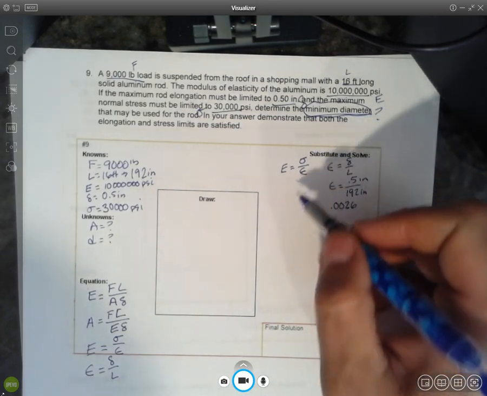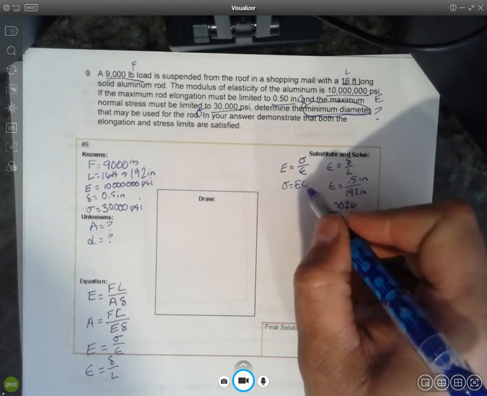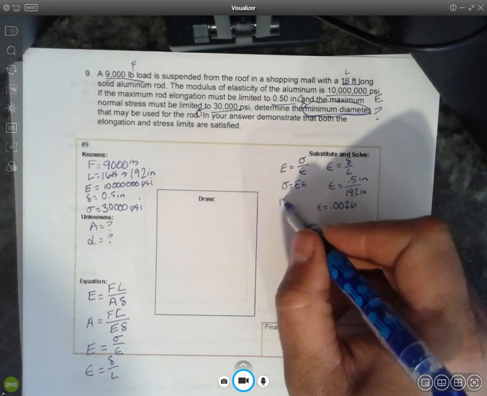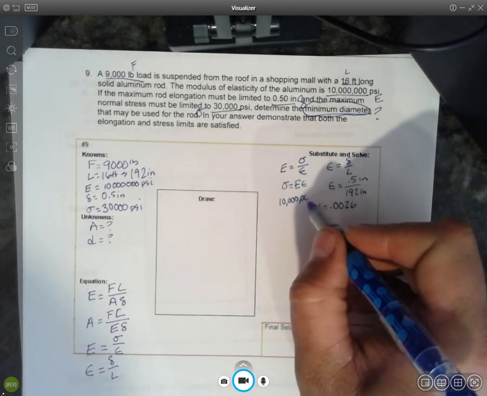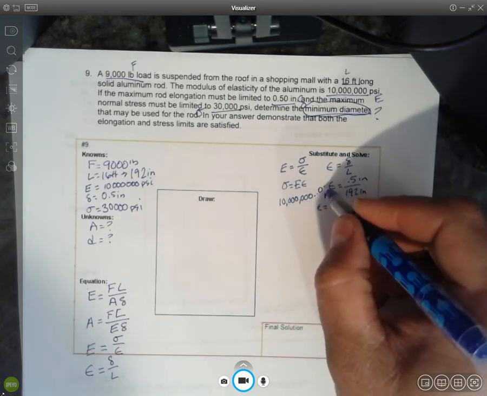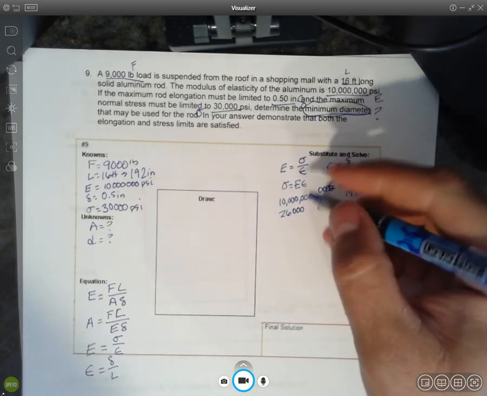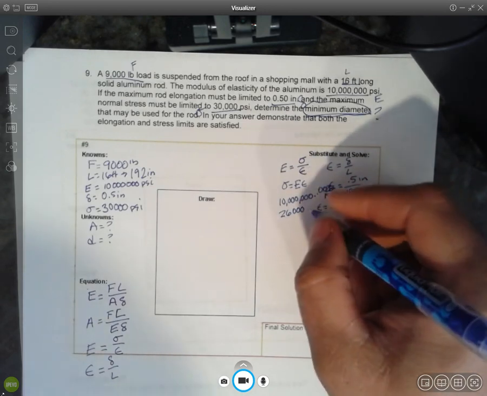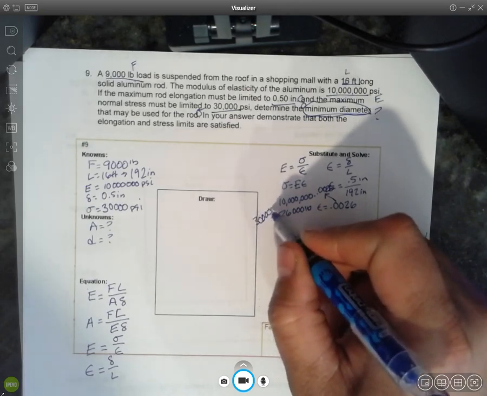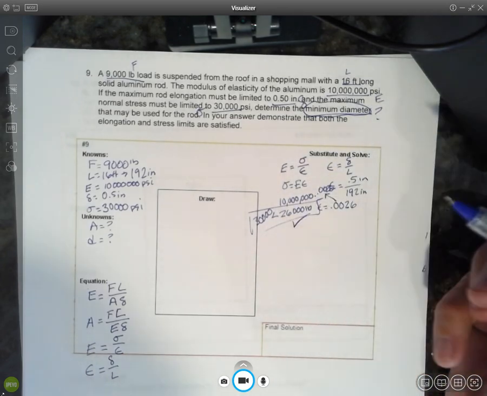And to solve for stress, stress would be equal to the modulus of elasticity times strain. So since this is our strain, we're going to multiply 10 million, which is our modulus of elasticity, times 0.0026. And we know that 26,000, give or take some change, 26,041 actually, pounds is less than 30,000. So we have verified that we are good in that regard.